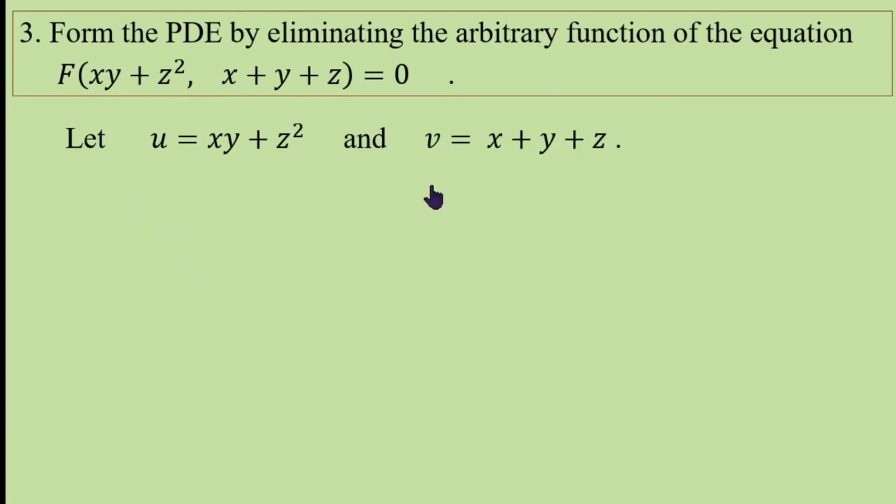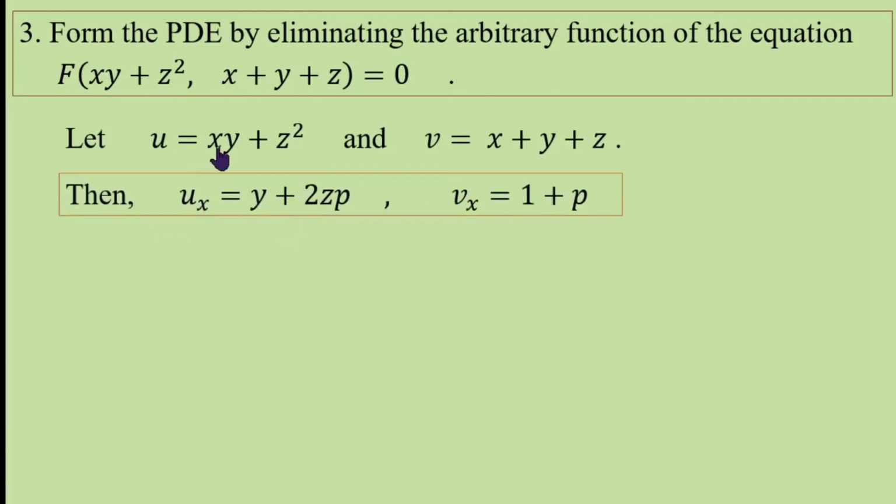When you differentiate partially with respect to x, the derivative of x is 1 into y plus 2z into dou z by dou x, that is p, and here vx is: derivative of x is 1, derivative of y is 0, derivative of z is p. Now when you differentiate partially with respect to x, here x and y are independent variables, z is the dependent variable, and dou z by dou x is p, and treat y as constant. So its derivative is 0, derivative of x is 1, therefore 1 plus p.